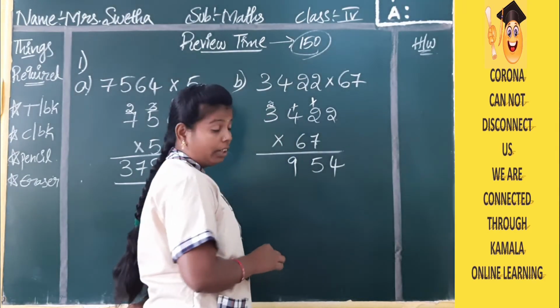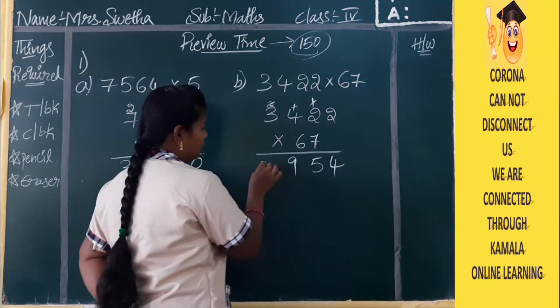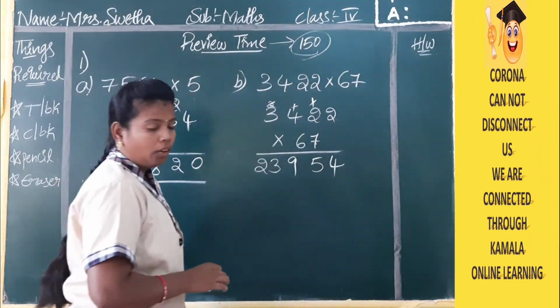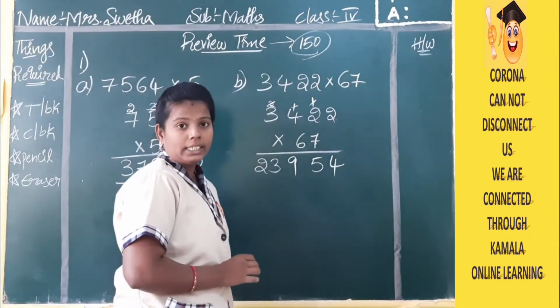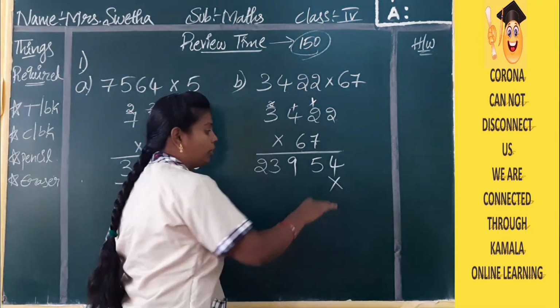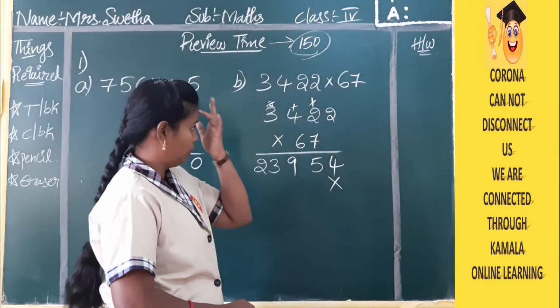7 3s are 21. 21 plus 2, 23. So we don't have any other numbers here, so we are writing 23 here only. Okay. Now we will move on to the next digit. Here the digit is starting in tens place, so we will put a cross in the ones place. We will start our answer also from the tens place.